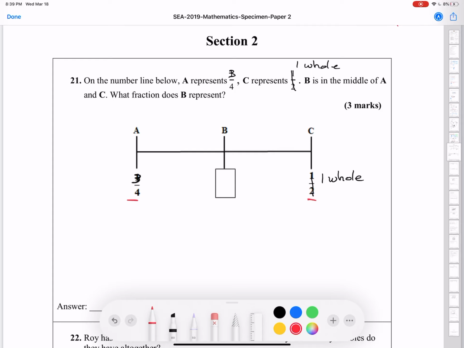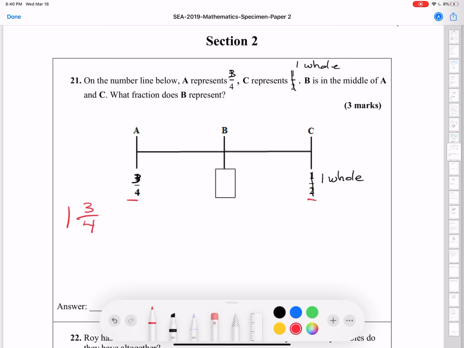So 3/4 plus 1/2. 1/2 is 1. We can do that mentally. 3/4 plus 1, 1 plus 3/4. That's 1 and 3/4. And remember I said we're finding the mean. So we have just added. Now we have to divide by 2.